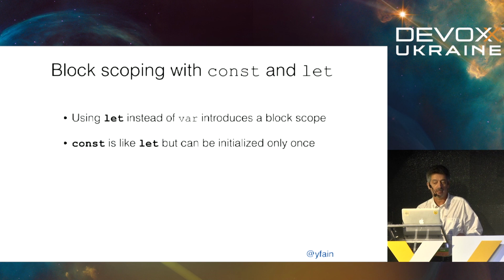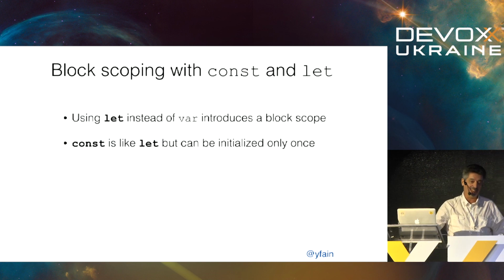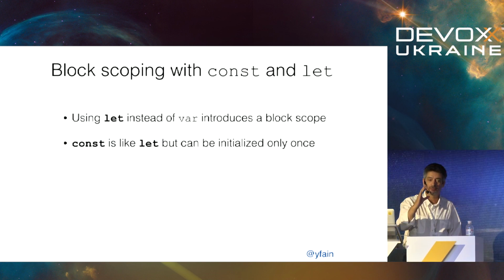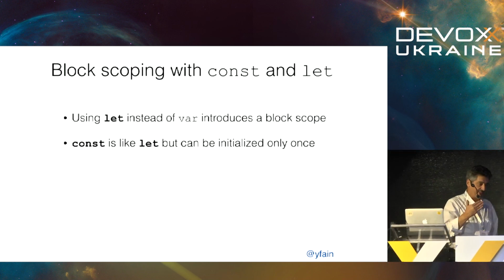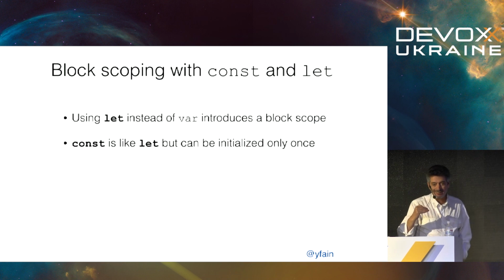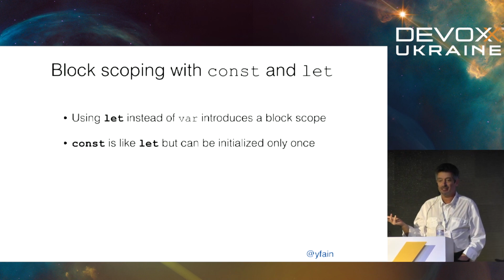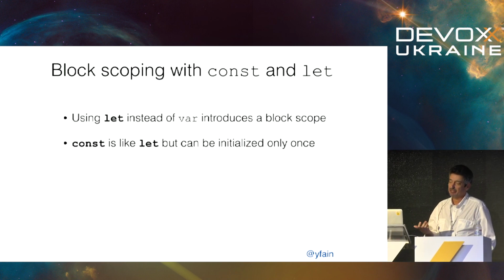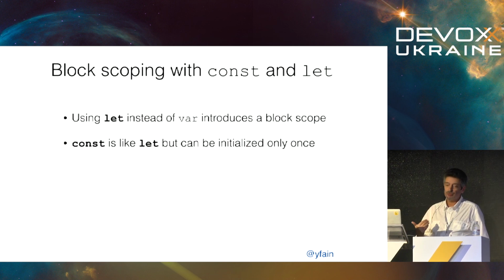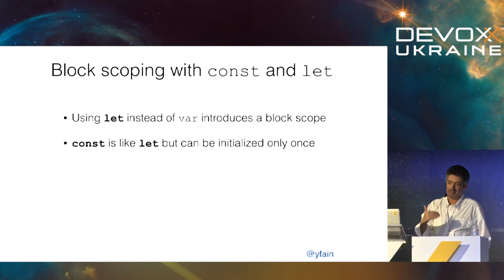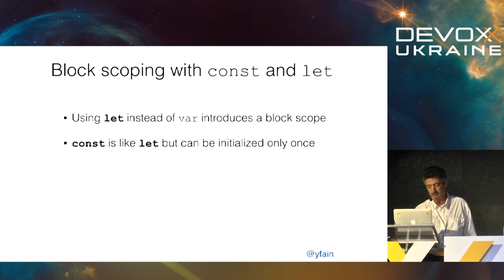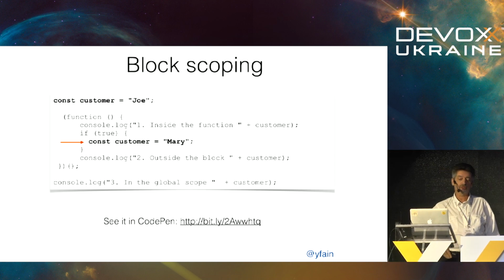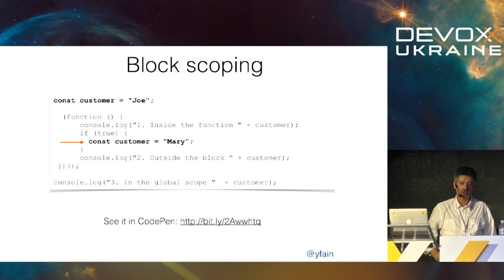That's the point. So const and let allow you to introduce block scope. Const is for variables that can be initialized only once, like constant, and let is for any other variable. What we recommend, or I recommend, use const all the time. Declare the identifier as const, and then if you need to change it, switch it to let. So with const or let, you have this block scoping.